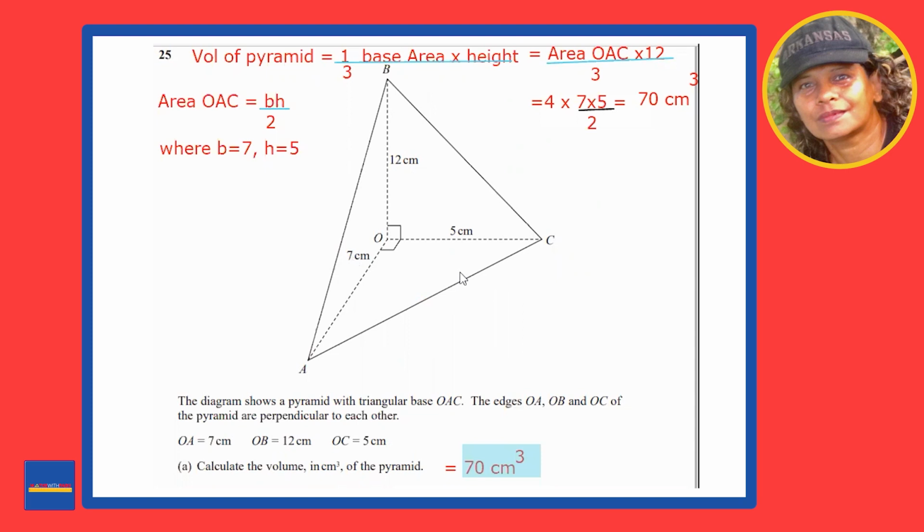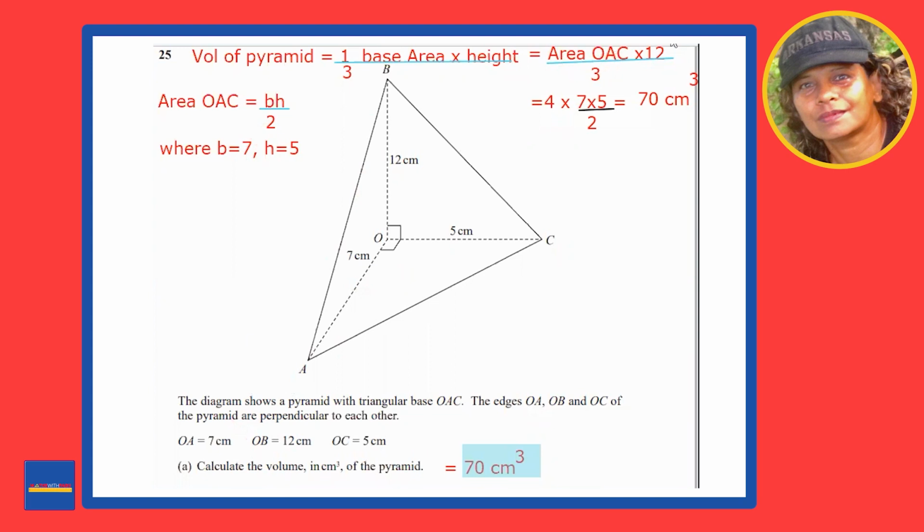Now how do we find the area of the base? They've already told us that AO is perpendicular to OC. So the area of OAC is the area of a triangle, which is half of base into height. The base is 7 and the height is 5. So it's 7 into 5 over 2, and that's the area of OAC. They want the volume, so we'll start off with the area OAC over 3 into 12.